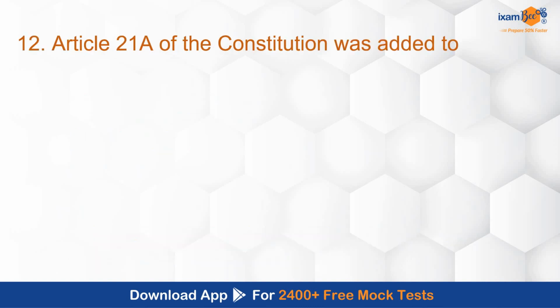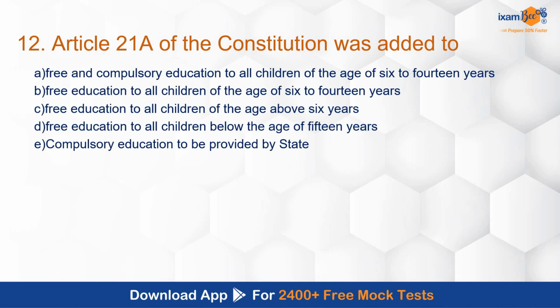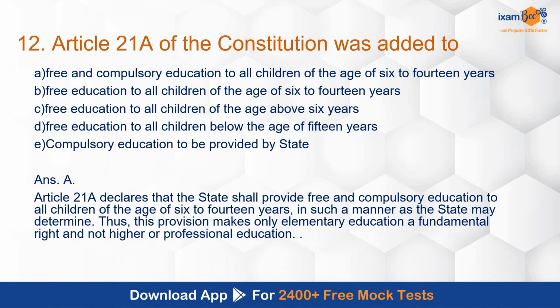Question number 12, Article 21A question again came in 2023. What was provided through this addition of Article 21A? Free and compulsory education to all children of the age 6 to 14 years. Free education to all children of the age 6 to 14 years. So you can see the options are very close over here. Pause the screen, try to answer. We have already discussed this question. Correct answer is A, free and compulsory education to all children of the age of 6 to 14 years. This is in Article 21A.